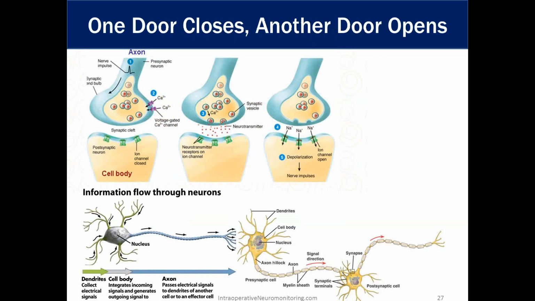So we have one door closes, another door opens. Here we have the cell body. We have the presynaptic neuron. Calcium floods in, the neurotransmitter is released. Sodium enters the cell, and we have depolarization of the cell. The neural impulse goes down. I just wanted you to see from this one picture that we often see the neurotransmitter release and how it looks, and we look at it from a longer chain of things.